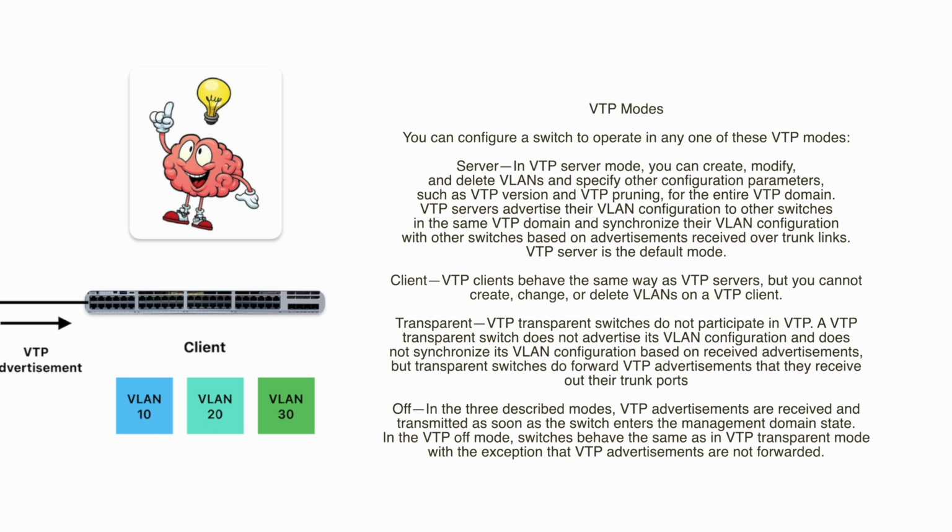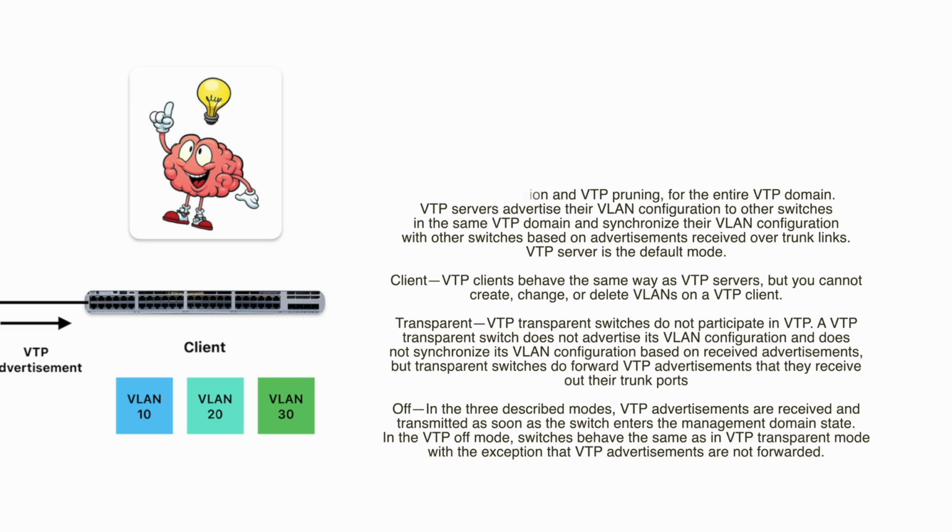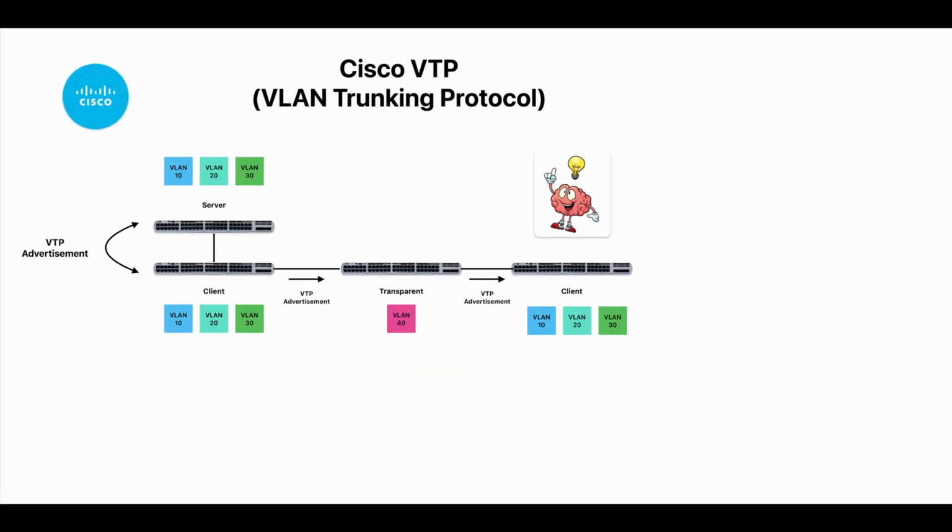Off. In the three described modes, VTP advertisements are received and transmitted as soon as the switch enters the management domain state. In the VTP off mode, switches behave the same as VTP in transparent mode, with the exception that VTP advertisements are not forwarded.